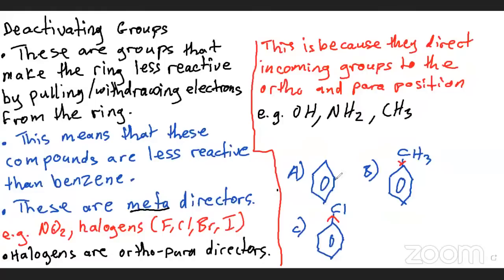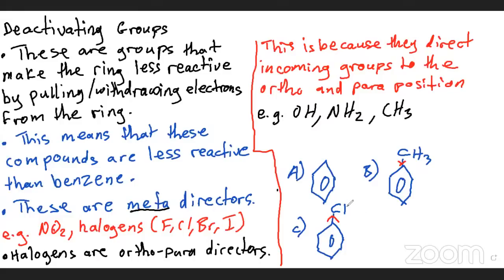Yeah, sure. So remember, CH3, what kind of group is it? Activating or deactivating? For the person that asked, activating. Right. That means once it is an activating group, it is going to make the benzene ring more reactive. So B is more reactive than A.